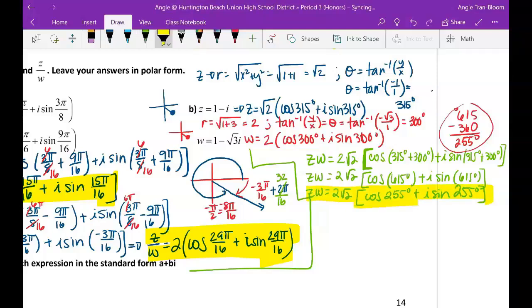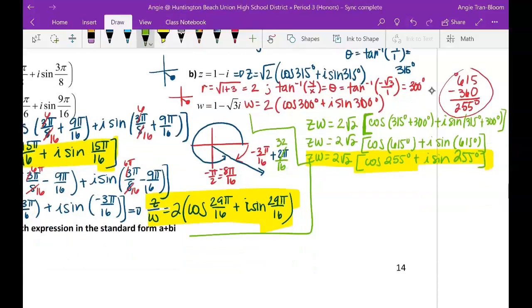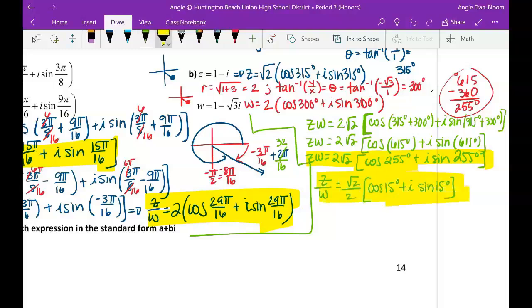Now let's do division. Woohoo. So z divided by w equals, z has a radius of radical 2. W has a radius of 2. I will now try to subtract the angles. So cosine of 315 take away 300 is now just cosine of 15 degrees. If you have cosine of 15 degrees there, you will also have sine of 15 degrees here. And I am done with my division problem.